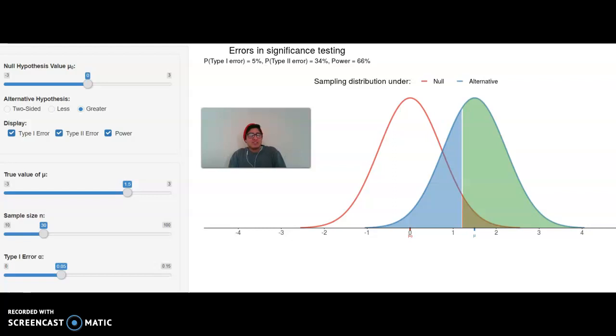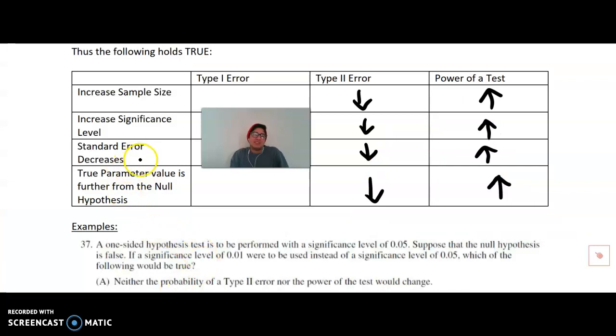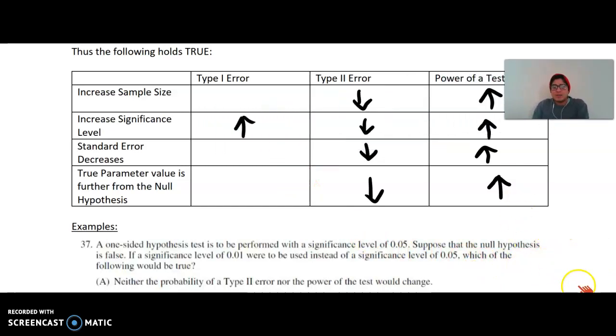So as I increase the variability, I'm decreasing the power, which means if I decrease the variability, I would increase the power. So as we can see here, typically power and type 1 are directly proportional, specific to the significance level. And then these other elements, we can see this inversely proportional relationship between type 2 errors and power of a test. So that's just a fun way to look at that simulation there.